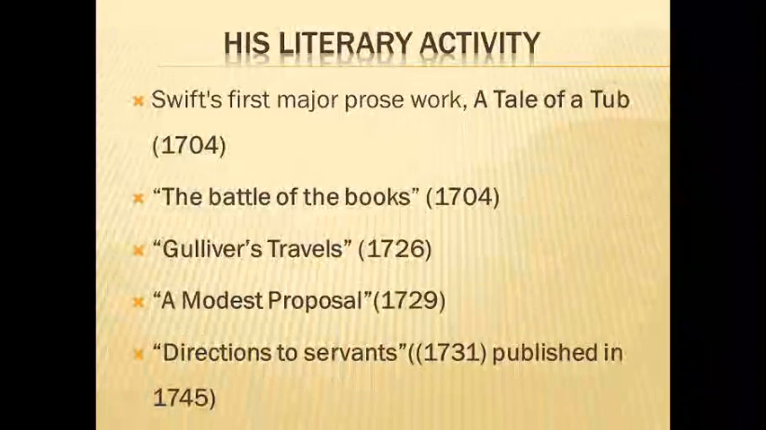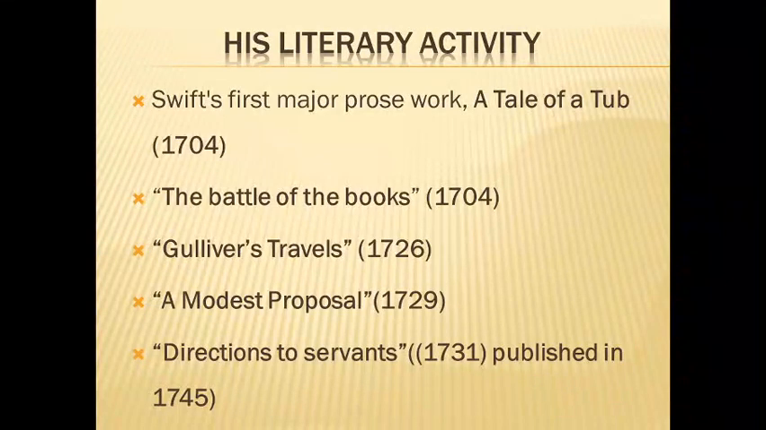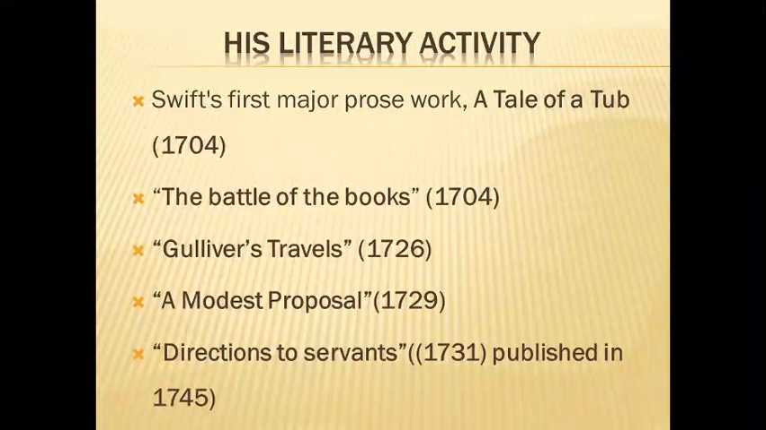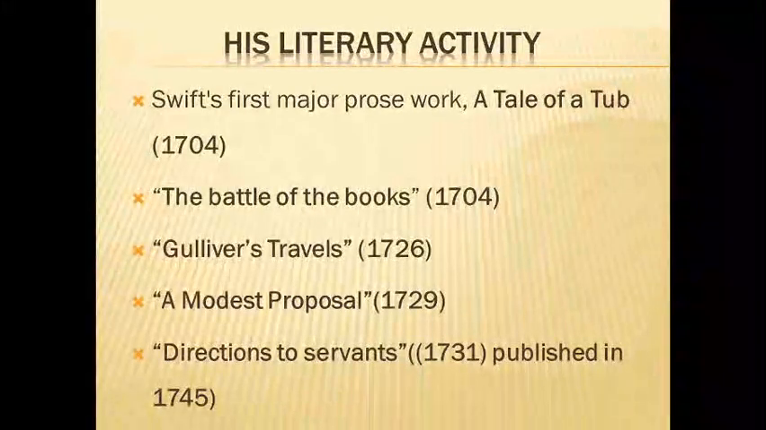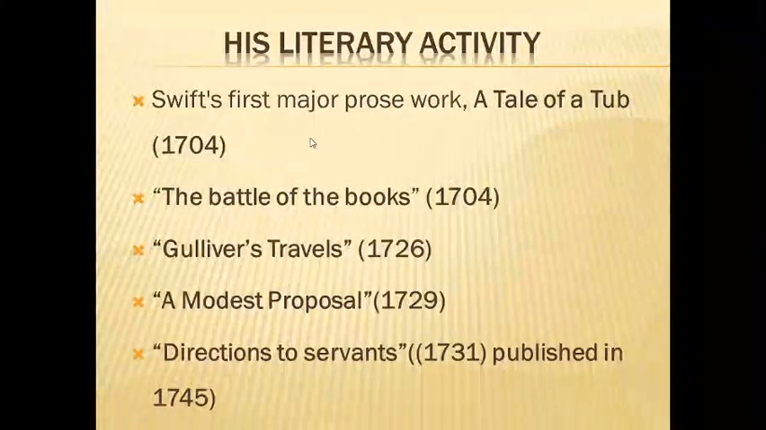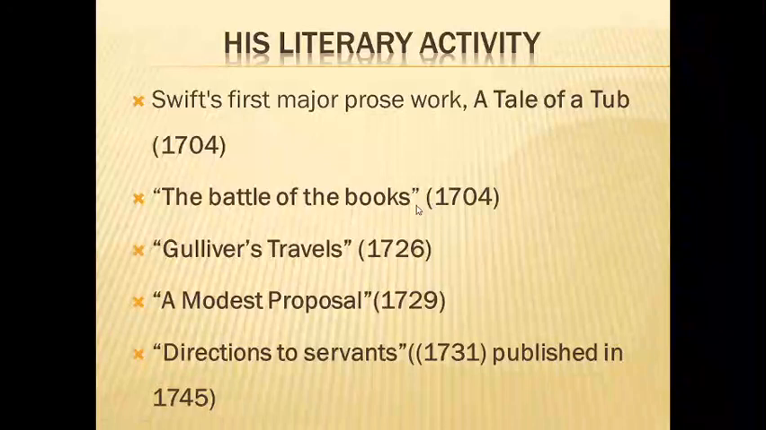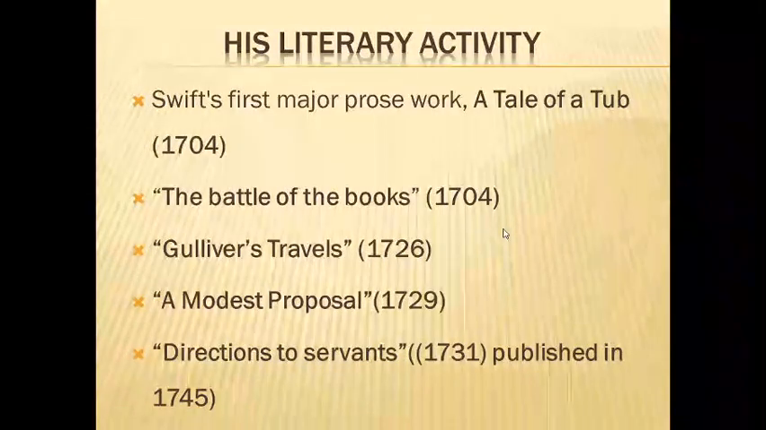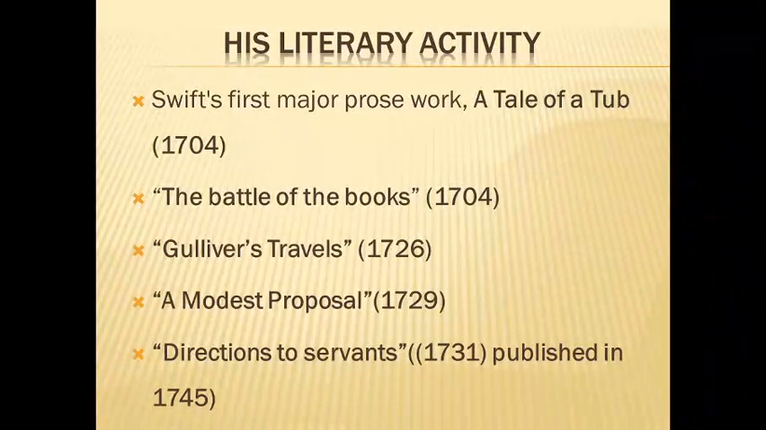And the other one, the literary activity. So you know that there are a lot of books, short stories, and also novels by Swift, but here I just chose some of them, not all of them. Swift's first major prose work, A Tale of a Tub, was written in 1704. The Battle of the Books, the same year he wrote this book, and Gulliver's Travels he wrote in 1726, and A Modest Proposal. And finally, I wrote Directions to Servants.